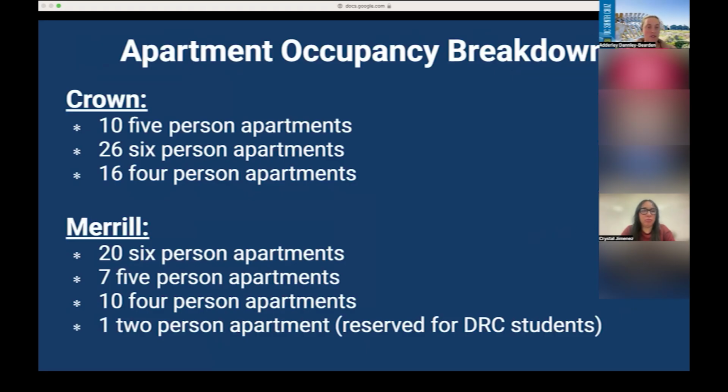And then this is just an occupancy breakdown. Hopefully it'll help you as you prepare, with the types of apartments, as mentioned in the room configurations and the floor plans, as well as how many of them we have. And I'd just like to note one that wasn't included in the floor plans was the one apartment that we have for 2 people, and that's because it won't be available for room selection. It's reserved for DRC students, but I just like to be transparent that that exists as well.